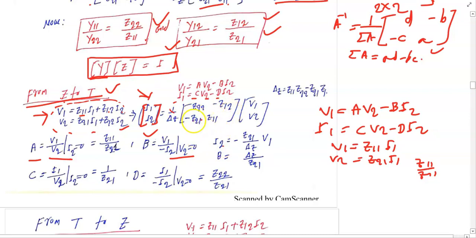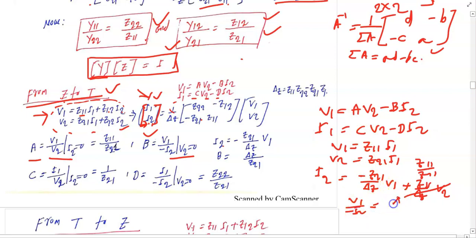From this equation, with V2 equal to 0, I get V1 and I2. From equation 2 of the second set of parameters, I can write I2 equal to minus G21 del Z V1 plus G11 del G V2. When I put V2 equal to 0, I can get parameter B, that is V1 upon minus I2, which will be del G upon G21.